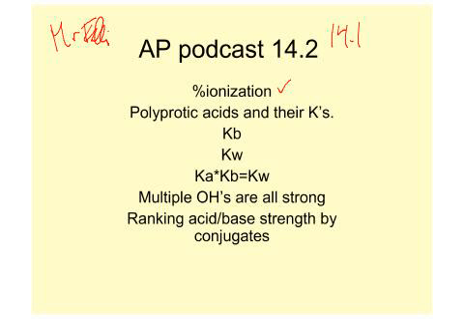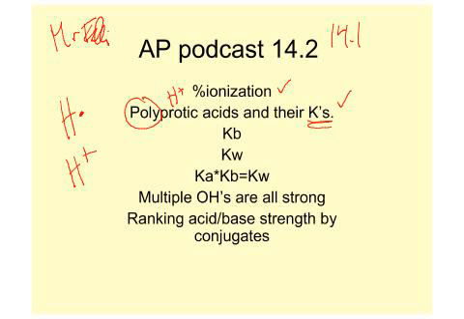Today we're going to do percent ionization and polyprotic acids. Poly means many, protic means H positive. And H positive is a proton, because H has one electron and only one electron. H positive means you remove it, so you just have H with a plus 1.